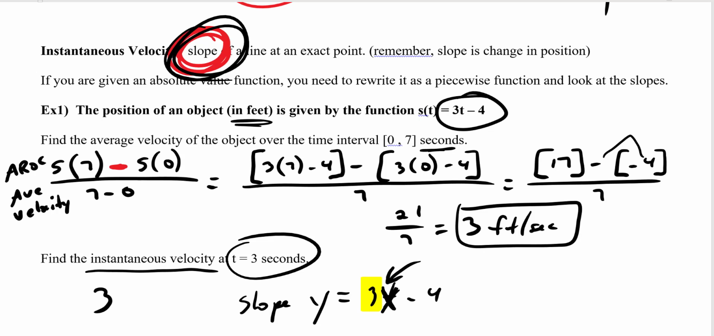Okay, so that's it. You just get the slope, and so it's 3, what do we say, feet per second. That is my instantaneous velocity. What? That's it? That's kind of nice.